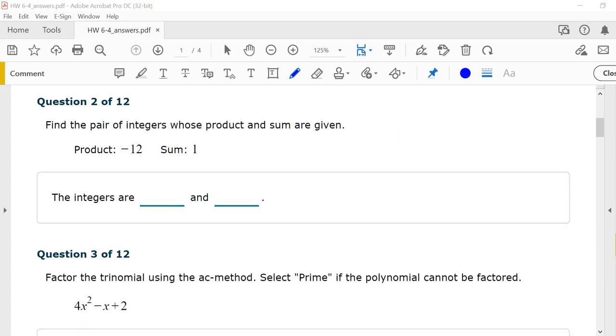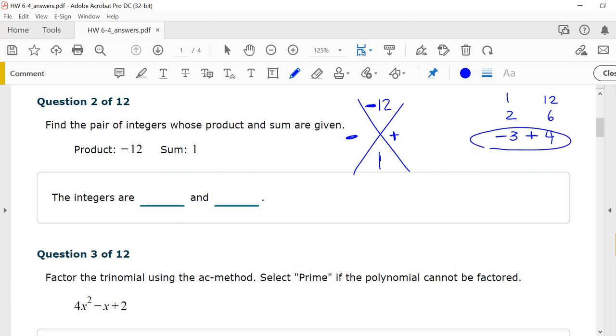Same game for question 2. Their product is negative 12, and their sum is 1. Because the product is negative, we need one of them to be negative and the other to be positive. So factors of 12: 1 and 12, 2 and 6, 3 and 4. Okay, we need to add those numbers together, knowing that one of them needs to be positive, one needs to be negative, and we need to get 1. If we did negative 3 plus 4, we would get 1. So the numbers are going to be negative 3 and positive 4.